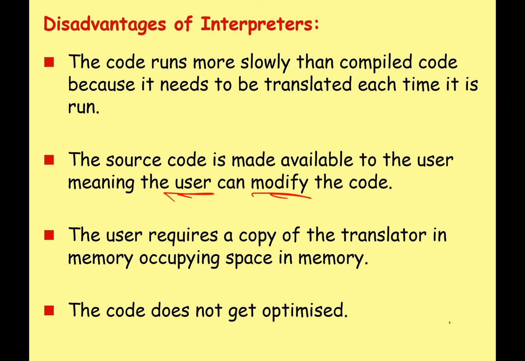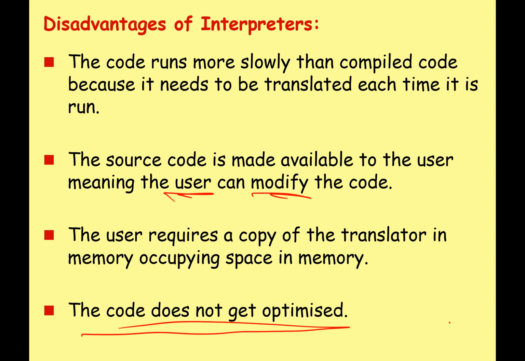The user requires a copy of the translator in memory. So whenever you're running an interpreted program, as well as the source code, you need to run the interpreter. And this takes up memory, it takes up CPU processing time, so it's a bit more slow than a compiled program. Also, the code doesn't get optimized.